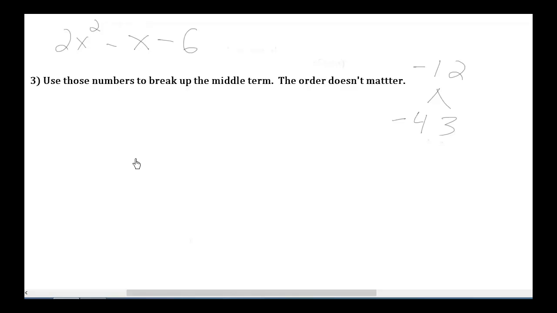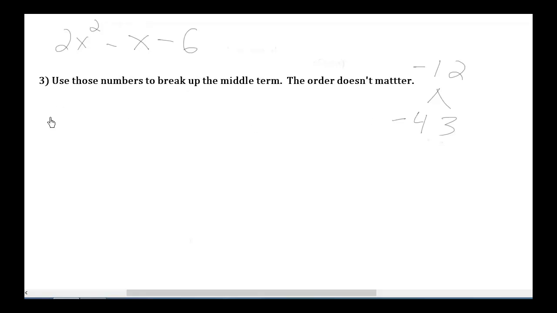Okay, I made some more room here, so remember we're still trying to factor 2x squared minus x minus 6. Multiply the leading coefficient and the constant term together, minus 12. I got my two numbers that multiply to that and add to the middle term. And now I use those to break up that middle term. And the order doesn't matter. It doesn't matter if you write minus 4 first or the positive 3.